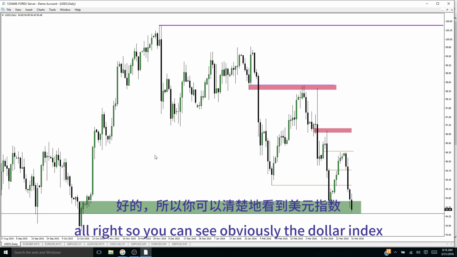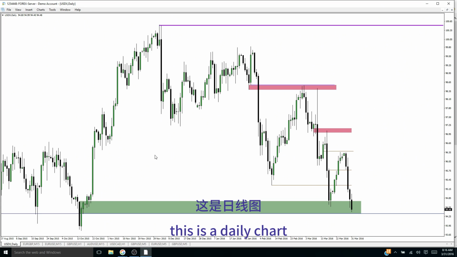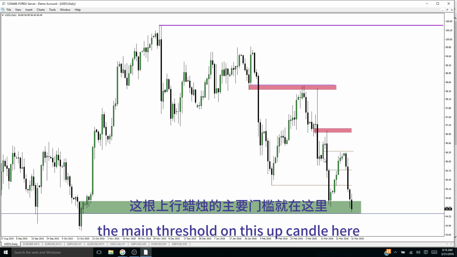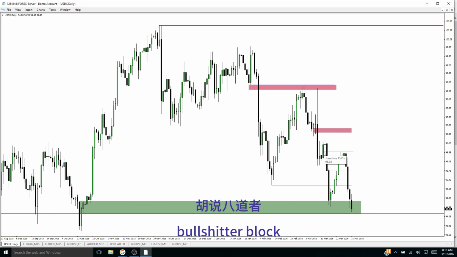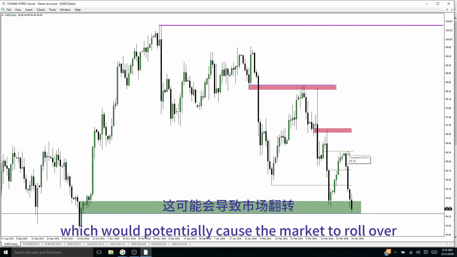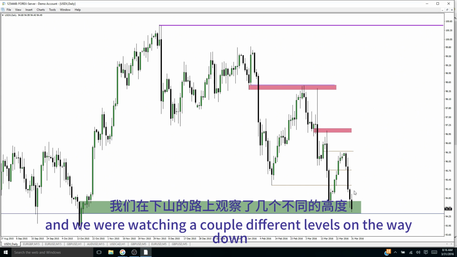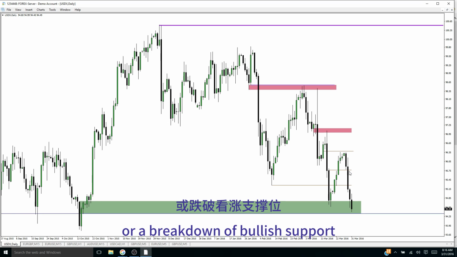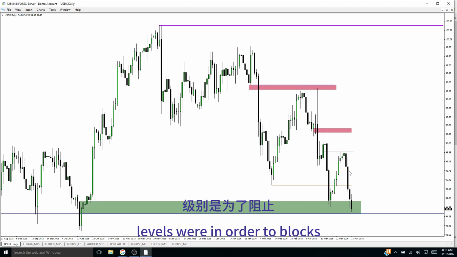All right, so you can see obviously the dollar index. This is a daily chart. Beginning of the week, we were talking about the likelihood of the mean threshold on this up candle here, bullish order block, being a potential catalyst for near-term resistance, which would potentially cause the market to roll over. And we were watching a couple different levels on the way down to verify that there was not a continuation of new buying or a breakdown of bullish support levels or order blocks.